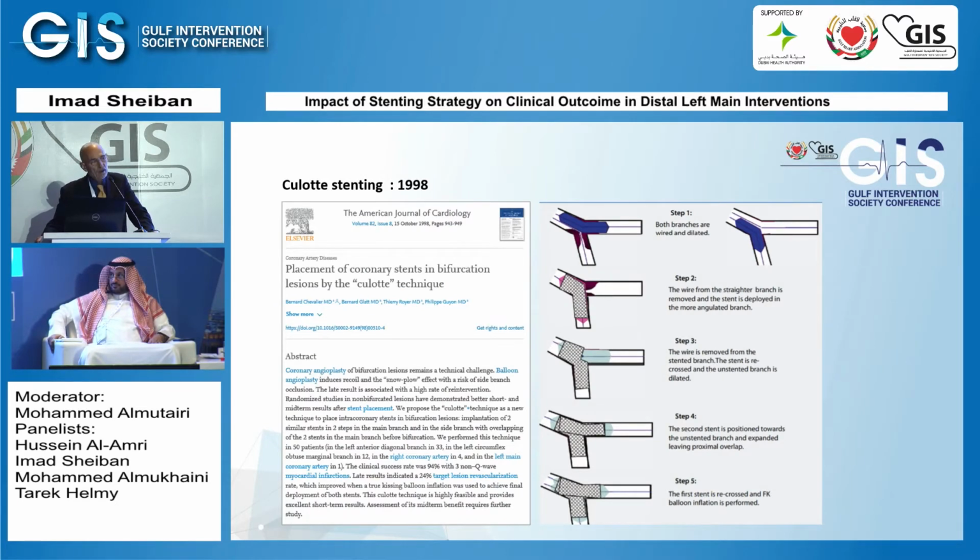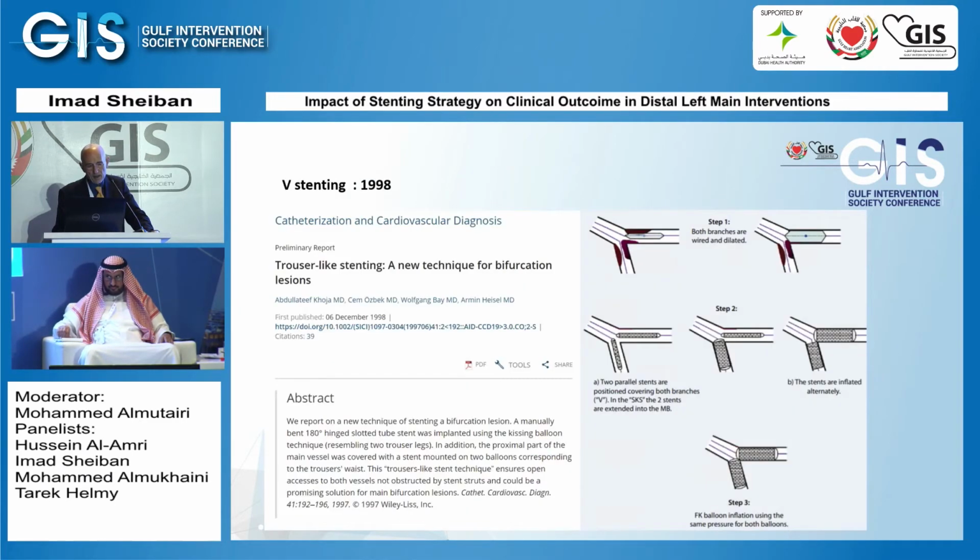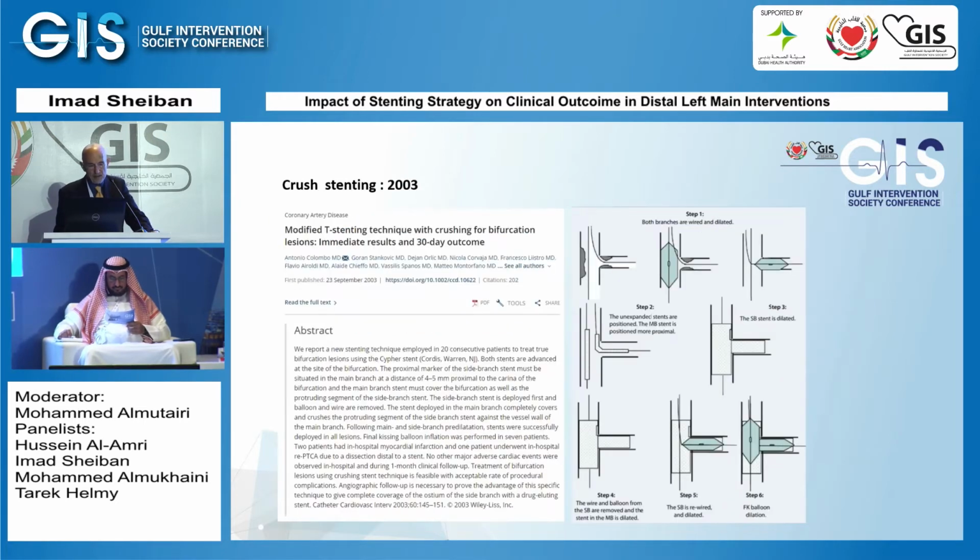Then culotte stenting was introduced in 1998. And again, different steps starting from the main vessel, and you can see how long segments of both stents were overlapped at the beginning, as was proposed as an alternative stenting technique to T stent. Then V stenting, again in 1998, was introduced as a trouser-like stenting, and again defining different steps of how to deploy both stents in the bifurcation.